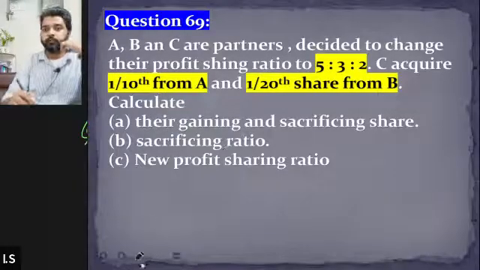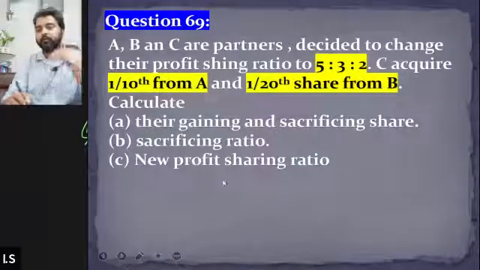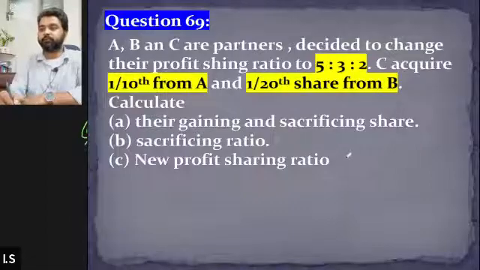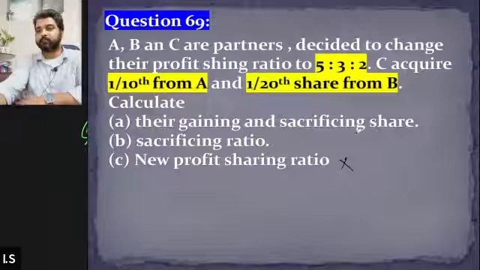Yes, sir. Achha, you can leave the third section of this question because we haven't learned how to find out the new profit sharing ratio yet. You just need to do the first two sections of the question. You need to find out the gaining and the sacrificing share and the sacrificing ratio. You are not required to do the C section of the question.